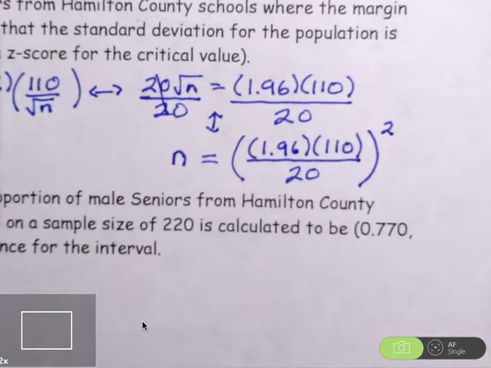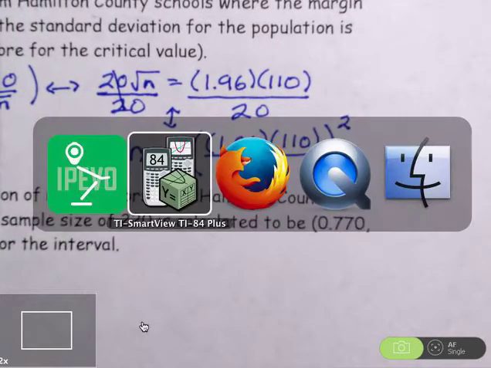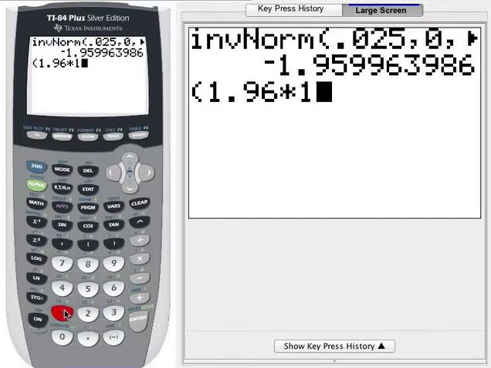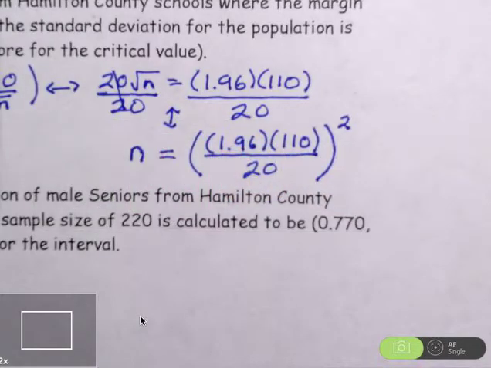Now, something important, when we solve for this, we want to guarantee a margin of error of plus or minus 20 points. So one of the things that means is we always round up. So when I substitute this expression into the calculator here, we're going to square the 1.96 times the 110 divided by the 20. You end up with 116.2084.